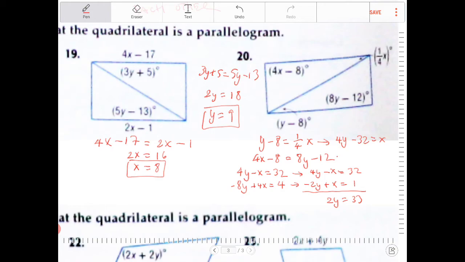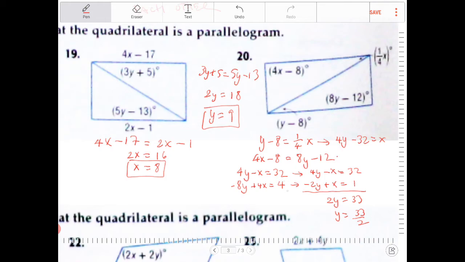2y is equal to 33, or y is equal to 33 halves. Did I do that correctly? I hate second guessing myself. 4y minus 32 is equal to x. And then negative 4y, I'm sorry, 4x minus 8y. I did make... No, I did not. Negative 8y plus 4x is equal to... I did make a mistake.